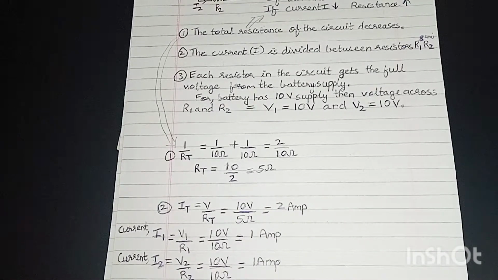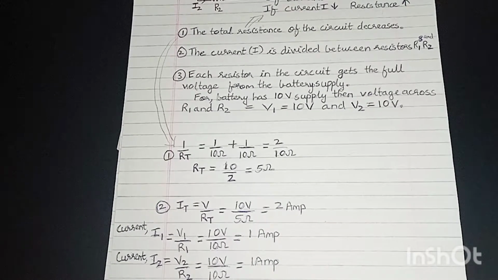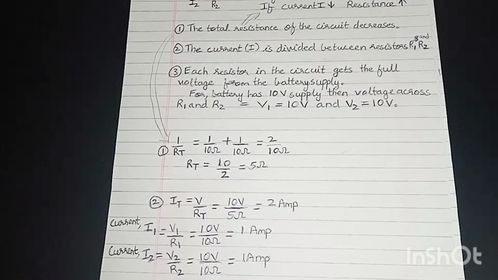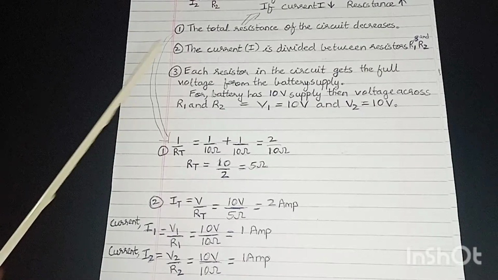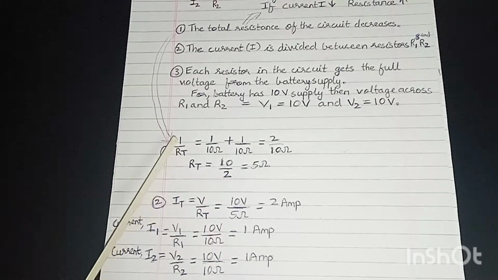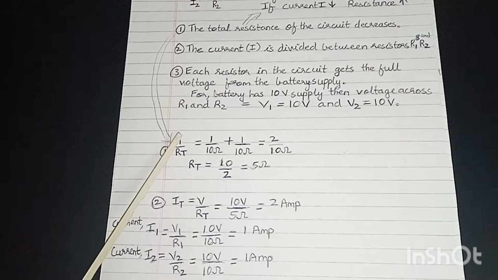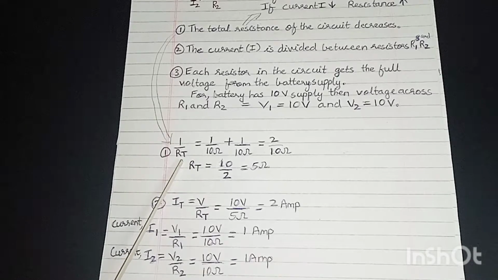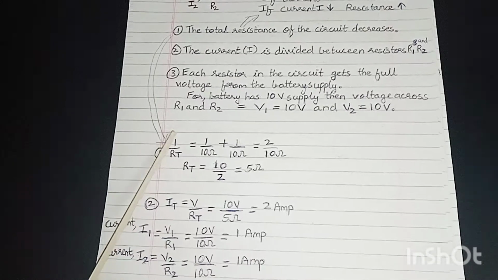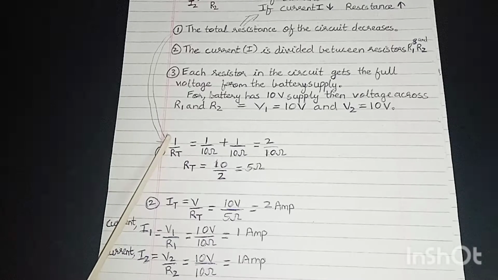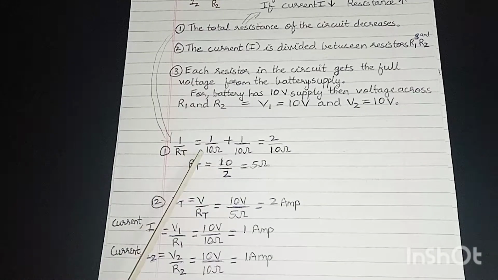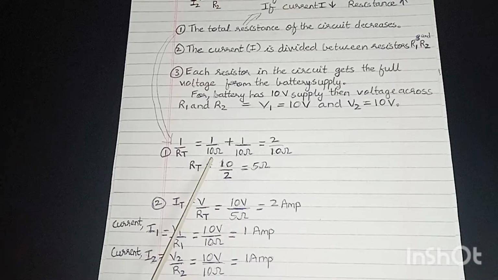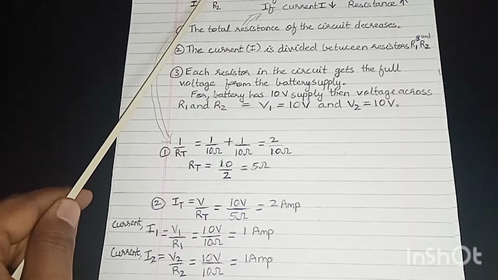Here we have taken a battery of 10 volt supply. So firstly, proving the first one, this is the R total. It is a parallel connection, that is why for parallel we always take 1 by RT, where RT is the total resistance of the parallel connection, is equal to 1 divided by R1. What is R1 over here? R1 we have taken as 10 ohm.